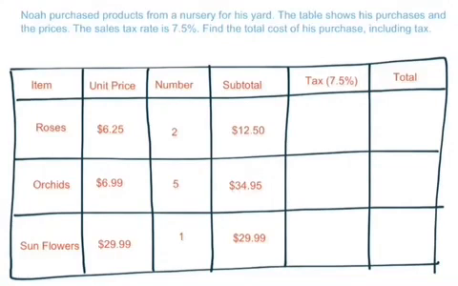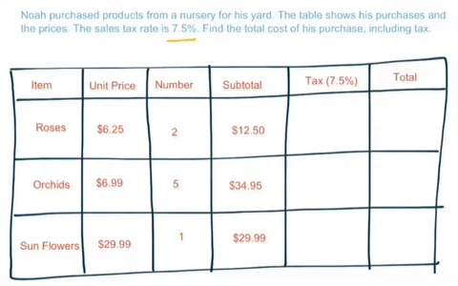In this situation, Noah purchased products from a nursery for his yard. The table shows his purchases and the prices. The sales tax rate is 7.5%, so that's the rate we're going to be dealing with. Find the total cost of his purchase, including tax.